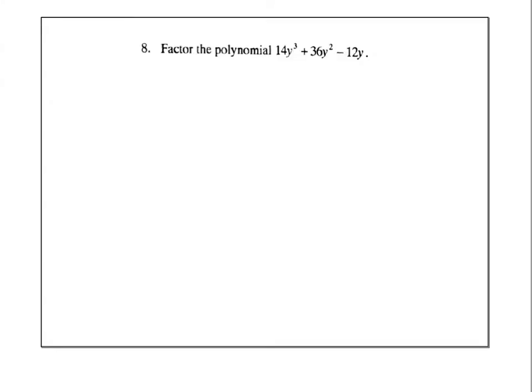So here we go at number 8, we're back to completely factoring. Again, the first thing we look for is GCF. So we have 14, 36, and 12. Well, 36 and 12 are divisible by 4, but 14 is not. So we have to go smaller or a completely different number. But they are all divisible by 2.